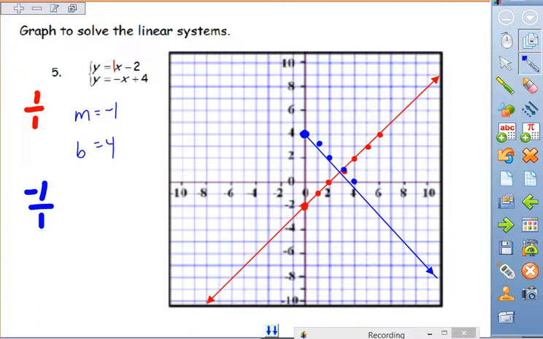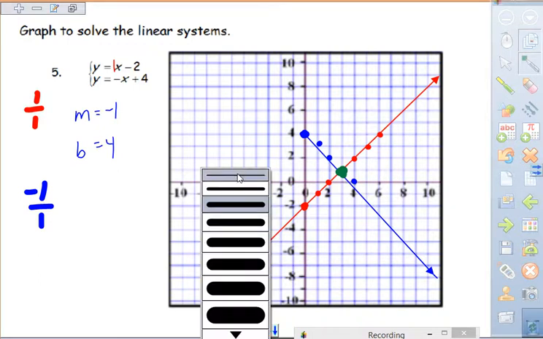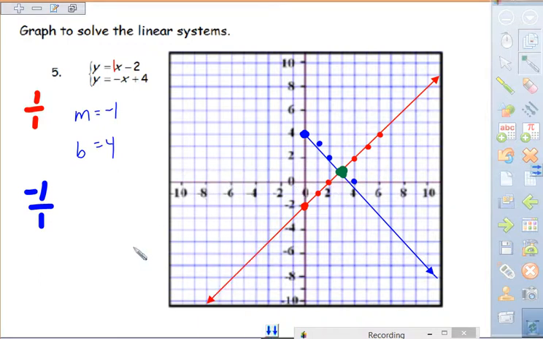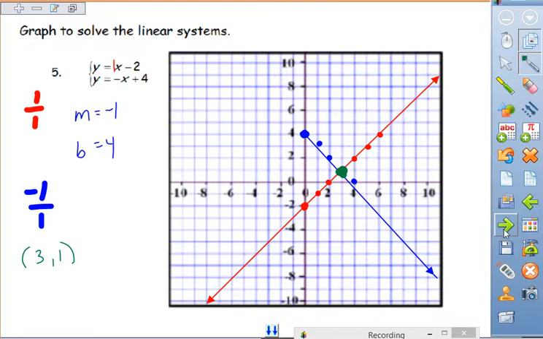So again, I'm looking for the intersection point. Where do these two lines cross? And it looks like it's going to happen right here. So the answer to our system is forward 3, up 1. And our work is the two lines that we've drawn on the graph.